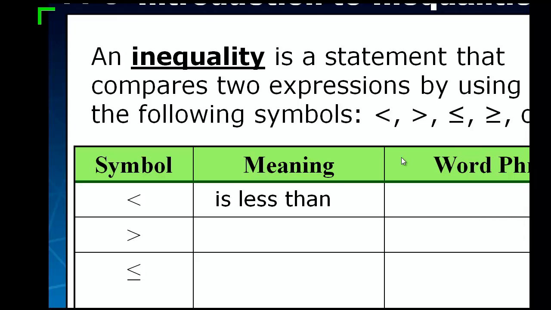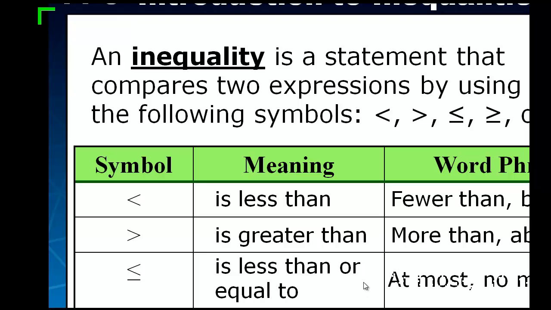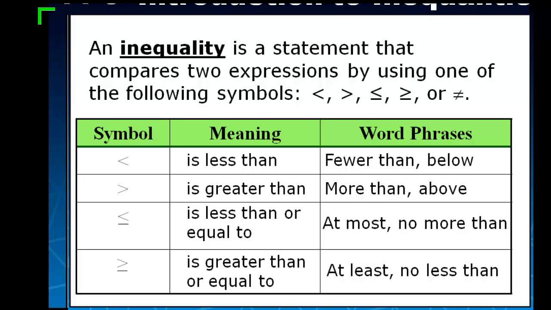So we have the symbols. This one means is less than, fewer than, or below. This one is greater than, that means more than or above. This one is less than or equal to, that means at most or no more than. This one is greater than or equal to, and this means at least, no less than.